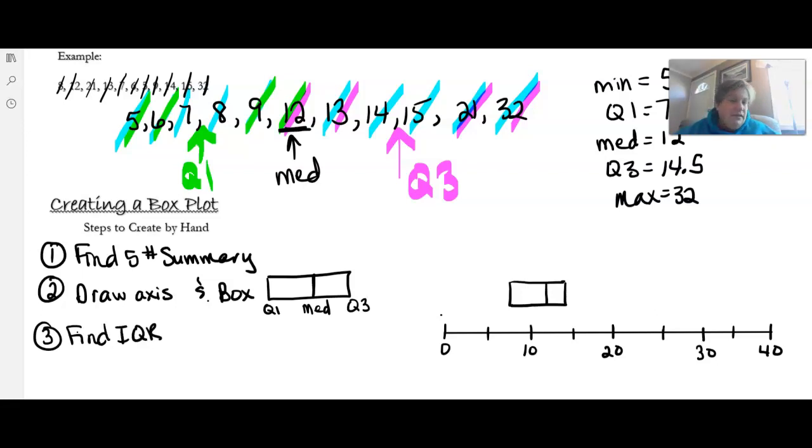The IQR is the interquartile range. It's the distance between the left side of the box and the right side of the box. To find the IQR, you do quarter 3 minus quarter 1. A lot of times when I list a 5 number summary, I include the IQR here because I know that I'm going to need it. It's not part of the 5 number summary, but to do our box plot, we're going to need it. So for our 5 number summary, our IQR is 7. Okay, so step 4.